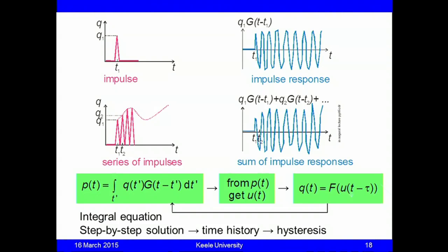So going through that loop, step by step, eventually gives us a time history over a long period of time, or long time span. And if we, at the same time, vary the parameter, in this case it was the position of the flame, we can recreate the hysteresis with this mathematical model.